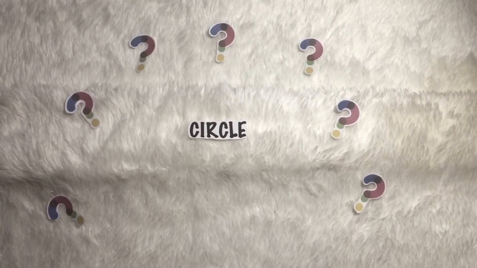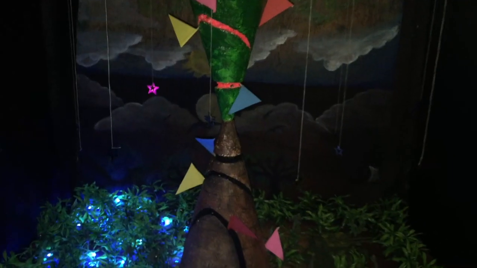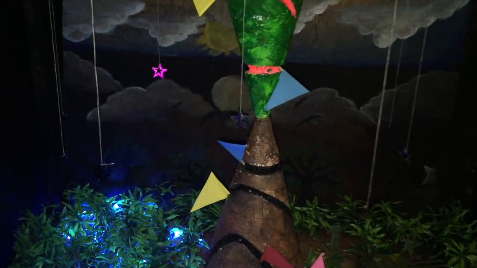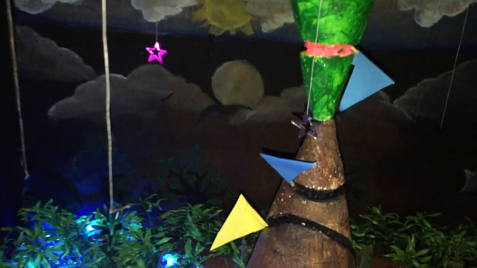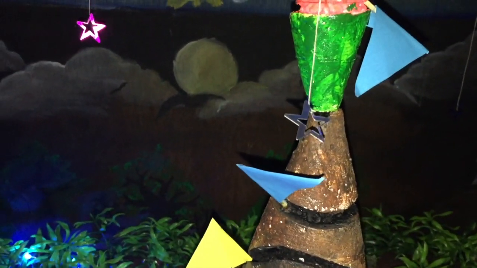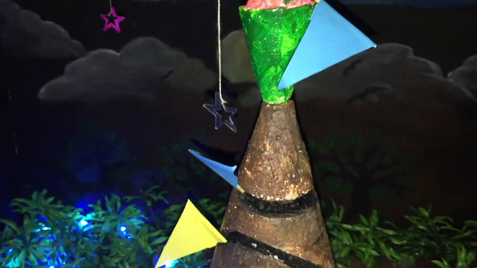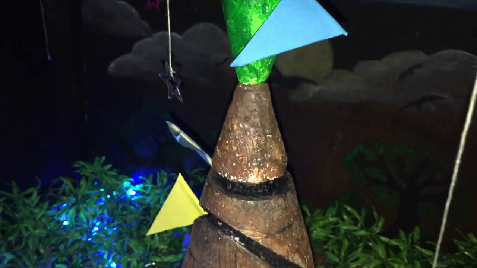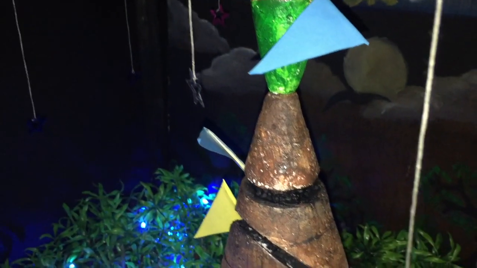What is a circle? A circle is the locus of points equidistant from a given point, the center of the circle. The common distance from the center of the circle to its points is called the radius. Thus, a circle is completely defined by its center and radius.